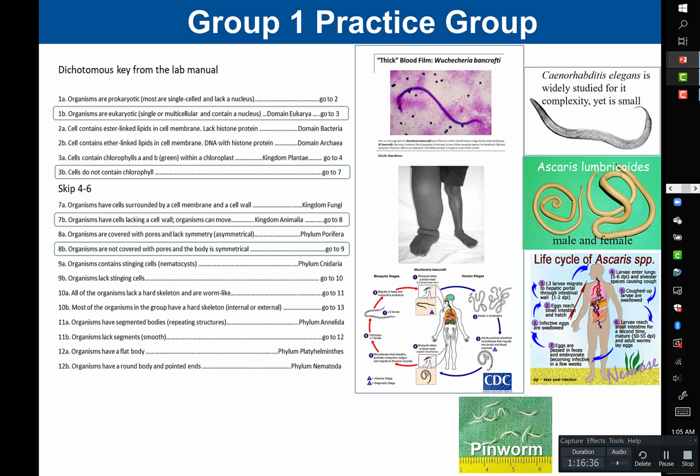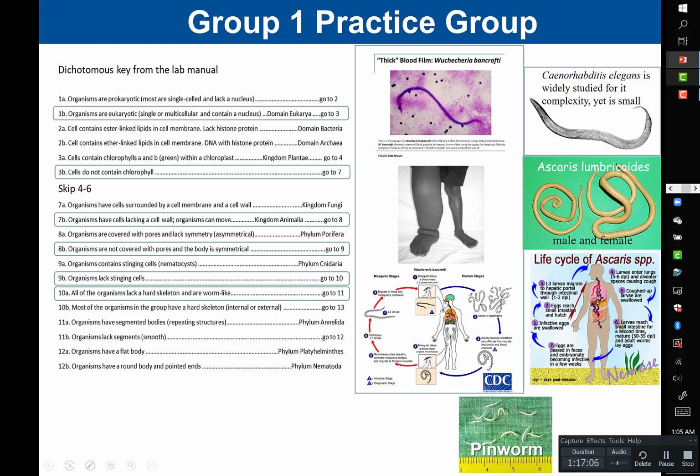Or organisms lack stinging cells. So these worms, they don't have stinging cells, so they lack stinging cells. Go to number 10. All of the organisms lack a hard skeleton and are worm-like. Go to number 11. Or most of the organisms in the group have a hard skeleton, either internal or external. Go to number 13. These are worm-like. Go to number 11.